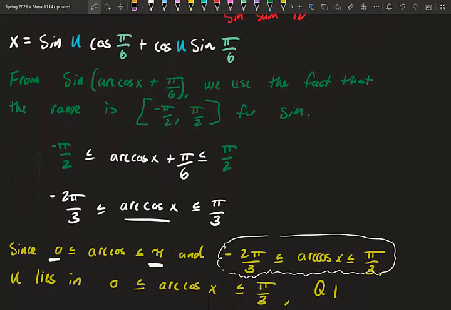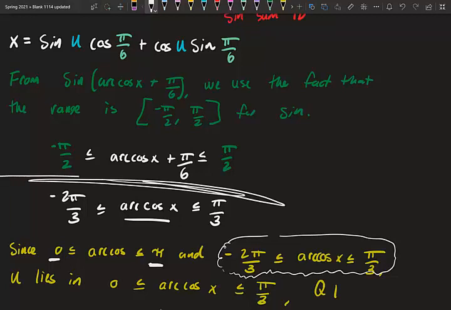So from sine of arc cosine x plus pi over 6, we use the fact that the range is negative pi over 2 to pi over 2 for sine. That's what we know about sine, because we want the sine function of arc cosine x plus pi over 6. So whatever arc cosine x plus pi over 6 is, it needs to be in between negative pi over 2 and pi over 2. So we solve for that, and we get negative 2 pi over 3 to pi over 3.